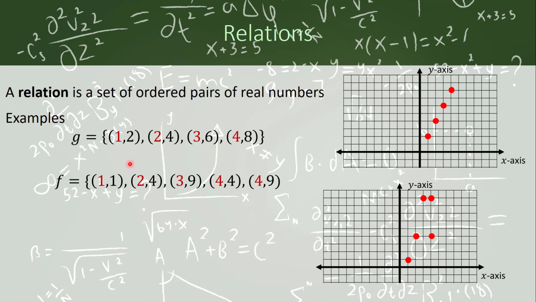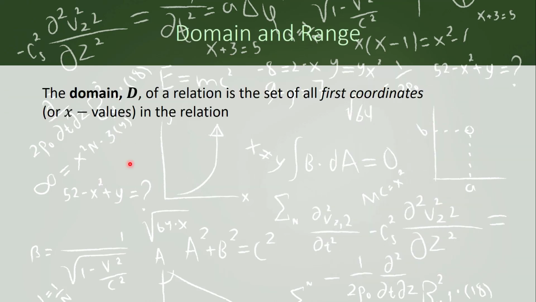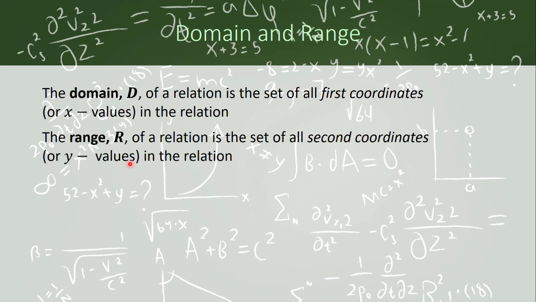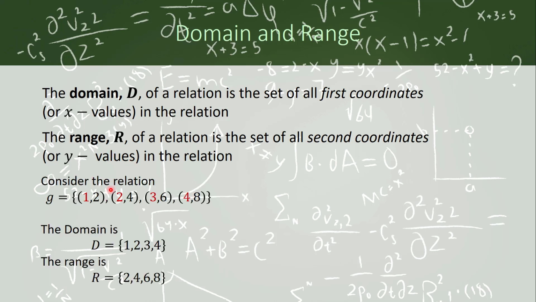And these determine the domain and range of each relation. The domain of a relation is the set of all first coordinates, or the set of all the X values. And the range of a relation is the set of all second coordinates, or of all the Y values in the relation. So for our first relation, G, the domain is going to be the set that contains the numbers 1, 2, 3, and 4. So here we are, that's the domain. And the range is all the Y values, which in this case is 2, 4, 6, and 8. All the Y values right here.